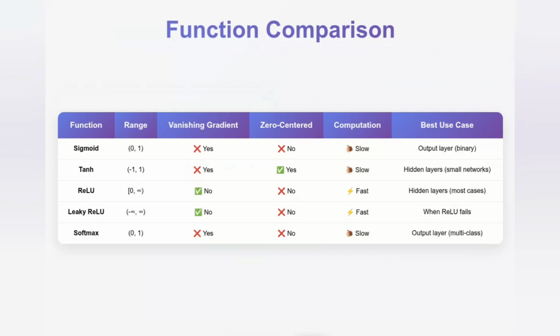To summarize, here's a quick comparison of these activation functions. Sigmoid and Tanh are good for older networks or specific output needs, but they struggle with vanishing gradients and are computationally slower. Sigmoid for binary output, Tanh if you need a zero-centered hidden layer. ReLU and Leaky ReLU are the workhorses for hidden layers due to their speed and ability to combat vanishing gradients, with Leaky ReLU solving ReLU's dying problem. Softmax is exclusively for multi-class output layers, turning raw scores into a probability distribution that sums up to 1.